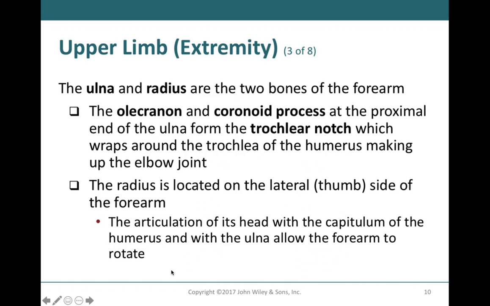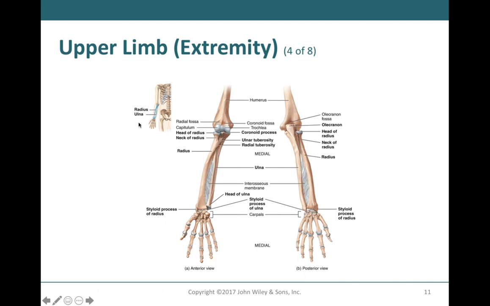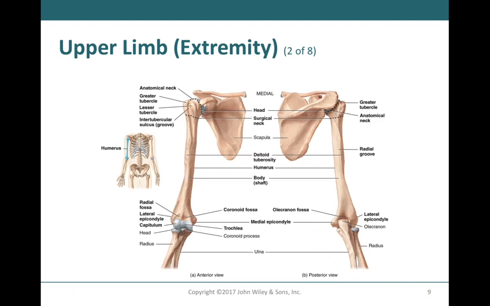Now we'll also have the radius. The radius is found more laterally when in the anatomical position. The radius is going to articulate with the capitulum, and it will sit in the radial fossa when our arm is fully flexed. So once again, you can see the olecranon process and the coronoid process with their respective fossa that they will be sitting in. So when the arm is fully flexed, the coronoid process will be sitting in the coronoid fossa. However, when the arm is extended, the olecranon process will sit in the olecranon fossa.